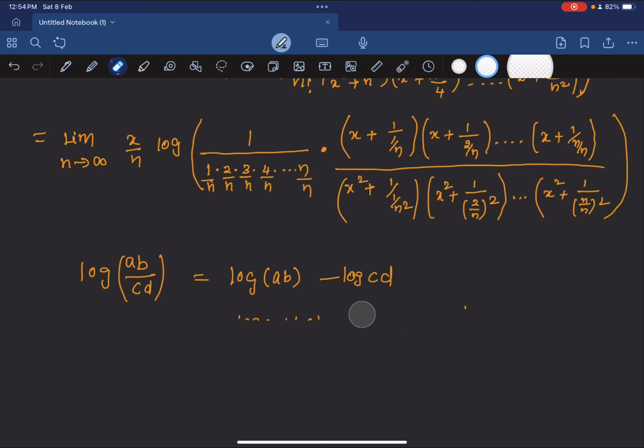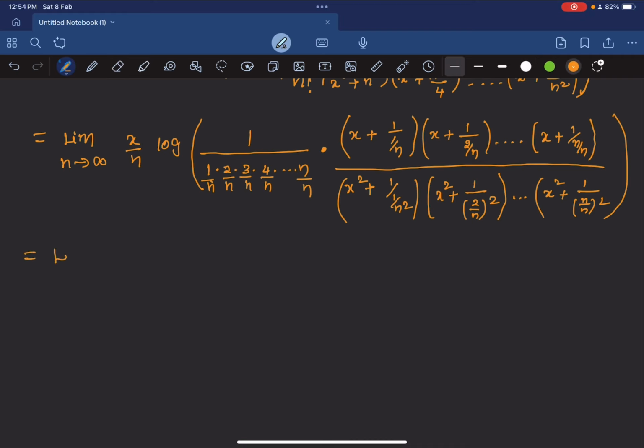So what do we get? Let us split the terms. What do we get now? So this is limit n tends to infinite x upon n. The first term will be log A. Log A is log 1, which is 0. The next term will be log B. So that will be log of this particular term.